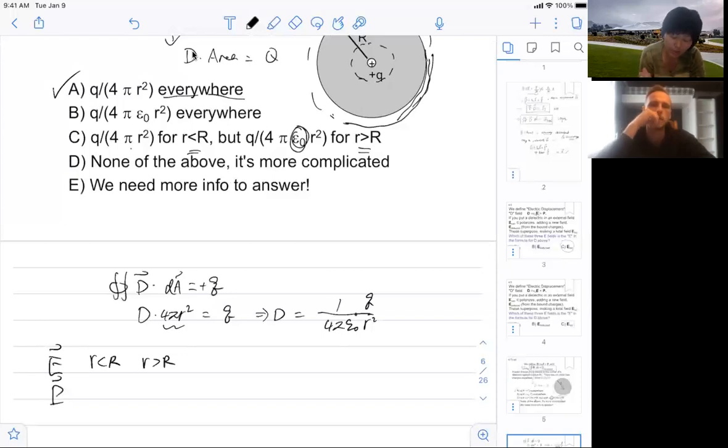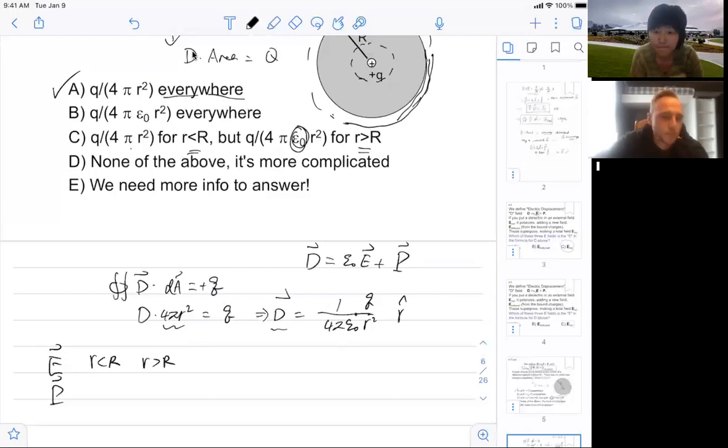Before we do that, can anybody tell us the direction of D? Here we calculated the magnitude, but what about the direction? D is pointing in which direction? In the r hat direction. And how do we know that? Well, r represents the distance from the origin to your point of interest, which is always along a radial line. Yes, r is the radial component.